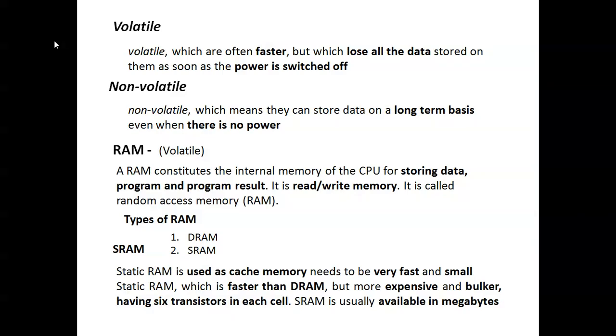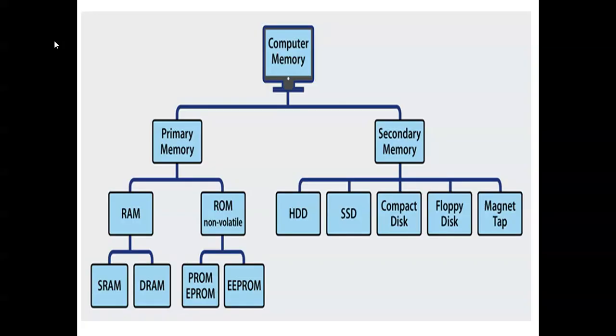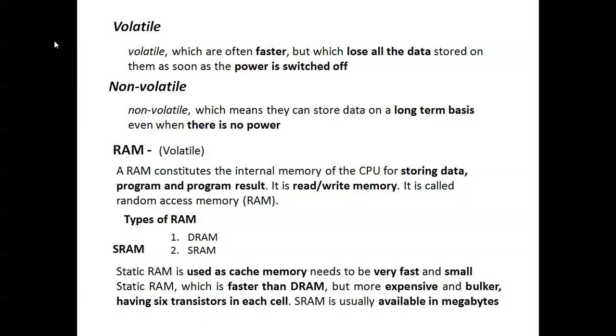So what is volatile? What is non-volatile? In the previous slide, they showed ROM is non-volatile. Volatile memories are very fast, but they lose the data when power is switched off. Non-volatile is on a long-term basis. That means even if you switch off the power, there is no loss of data, but it will be slow compared to volatile. So RAM, random access memory, is volatile. It is faster, but it loses the data when it is switched off.